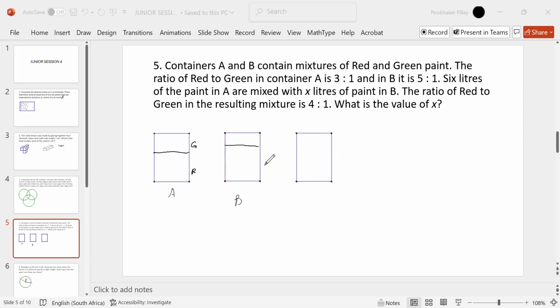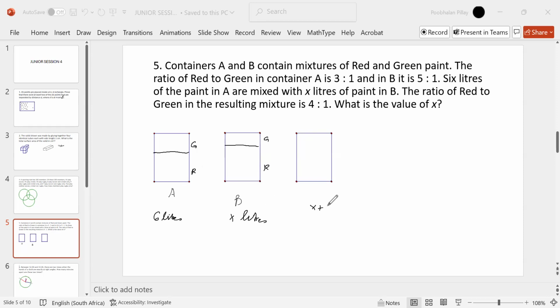The ratio of red to green is 5:1. Okay. Now, 6 liters of the paint in A is mixed with X liters of paint B. So you take X liters of this, but that's all together. Now you've got X plus 6 liters altogether.